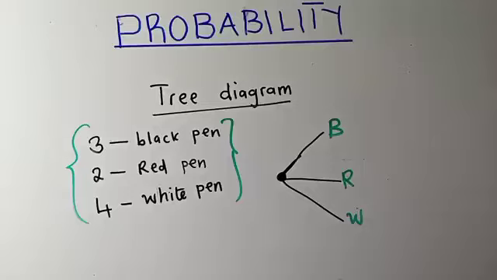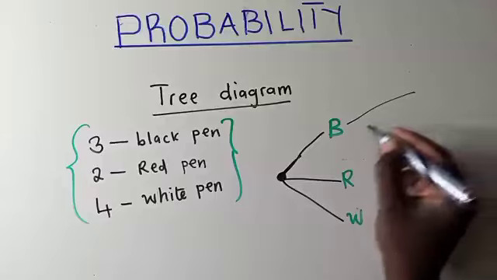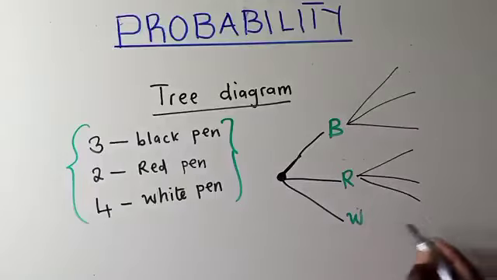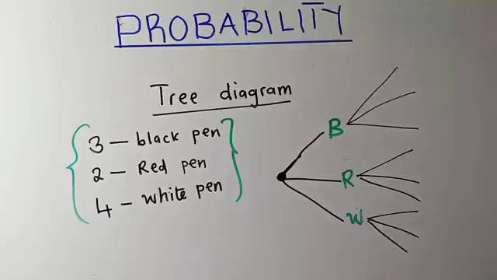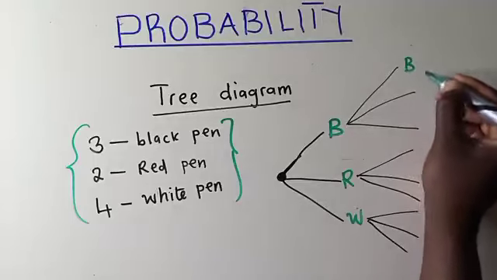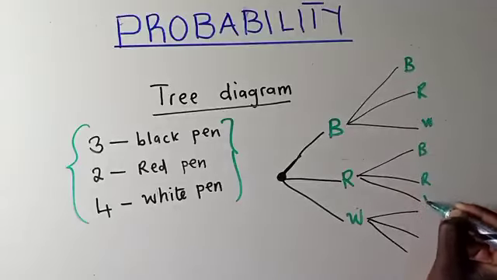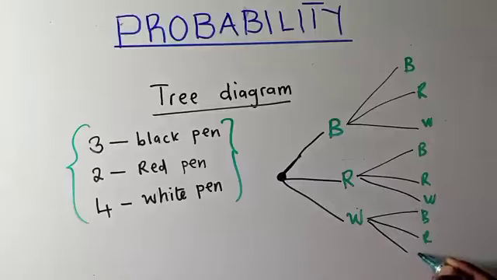So now it depends if there are two rounds. I'll say two rounds. So this is the first round. So the next round will look like this. You see the way it looks? Just like that. So this is the next round. So this will be black, red, white, black, red, and white, black, red, and white.